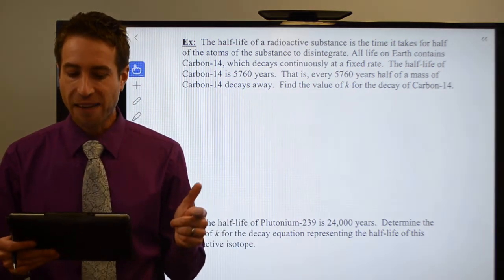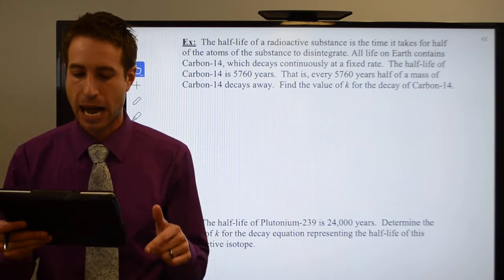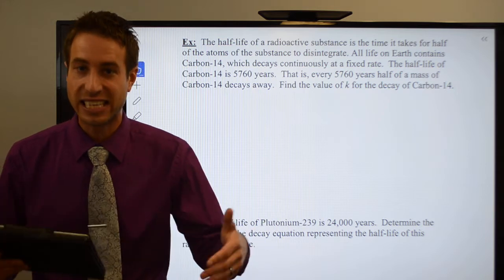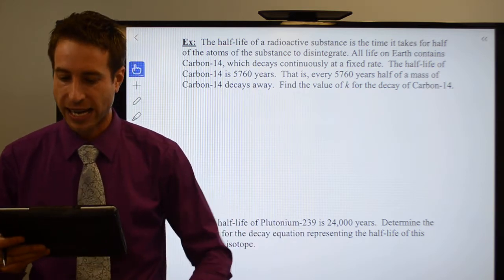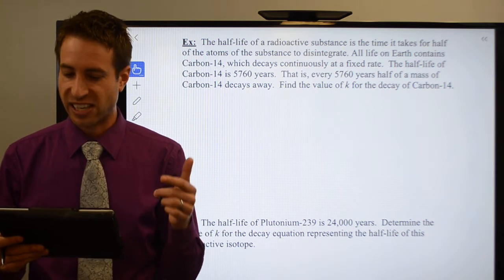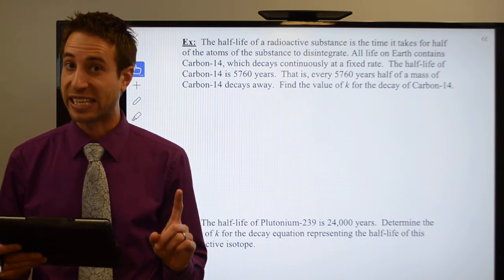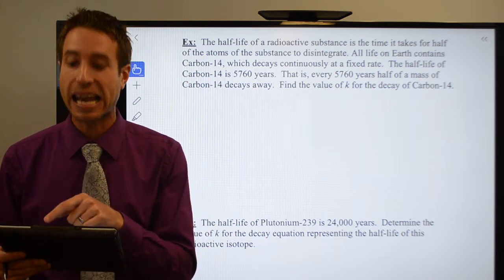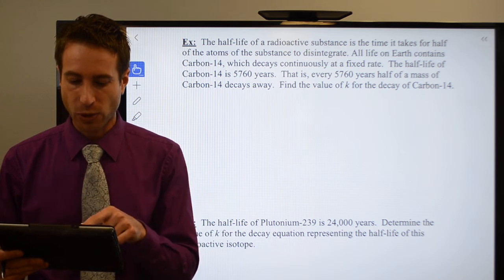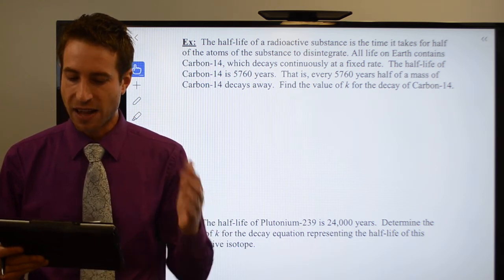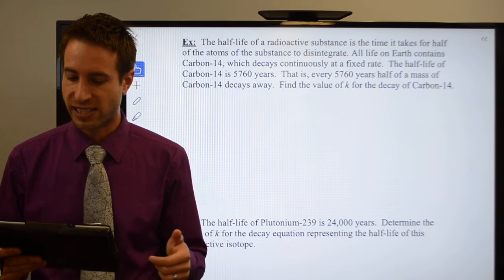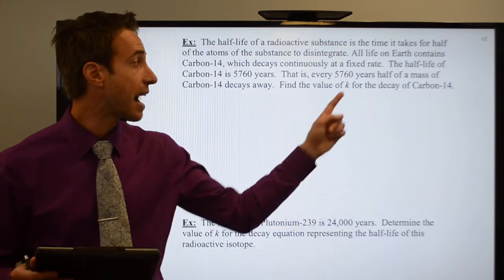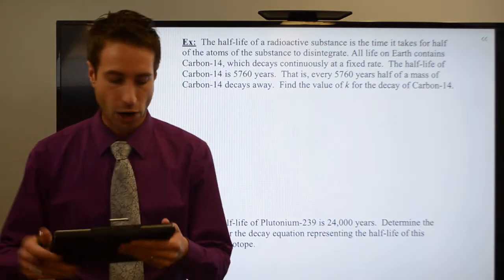Here's what we've got. The half-life of a radioactive substance is the time it takes for half the atoms of the substance to disintegrate or deteriorate to non-radioactive isotopes. All life on Earth contains carbon-14, which decays continuously, hint, hint as to which formula you're going to need, at a fixed rate. The half-life of carbon-14 is 5,760 years. That is, every 5,760 years, half the mass of the carbon-14 has decayed. Find the value of K for the decay of carbon-14.